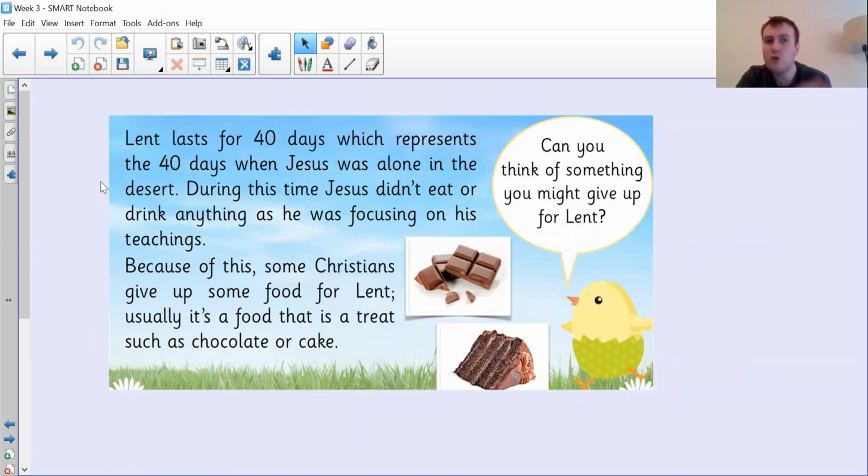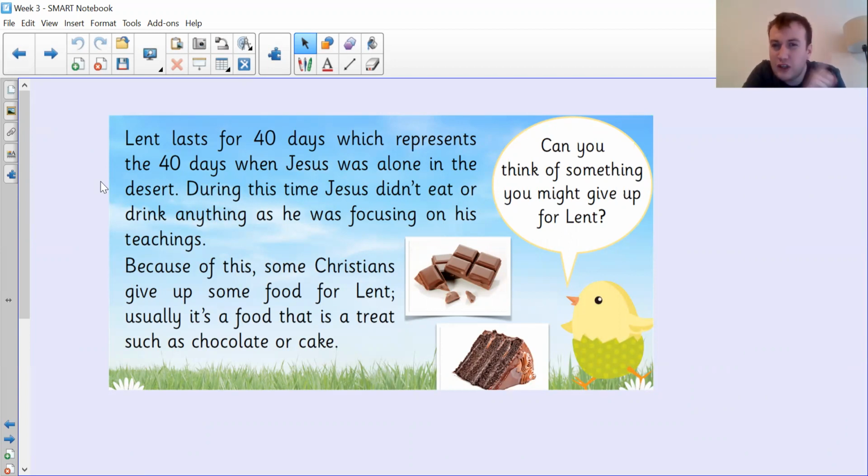Lent lasts for 40 days, which represents the 40 days when Jesus was alone in the desert, which you've learnt about. During this time, Jesus didn't eat or drink anything as he was focused on his teachings. Because of this, some Christians give up some food for Lent. Usually it's a food that is a treat, such as chocolate or cake. I know in the past for Lent, I've given up crisps, sweets, chocolate, stuff like that.